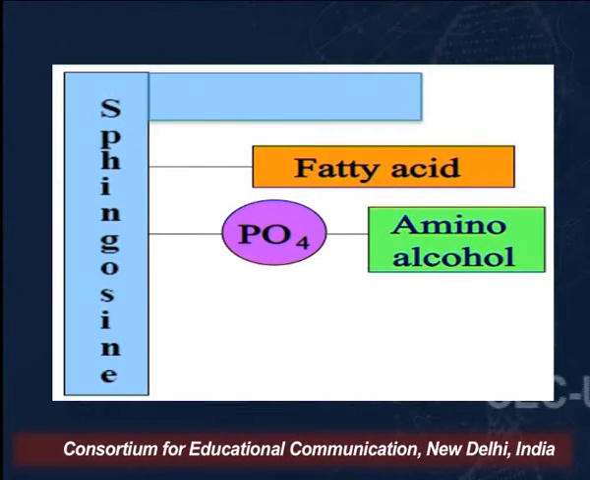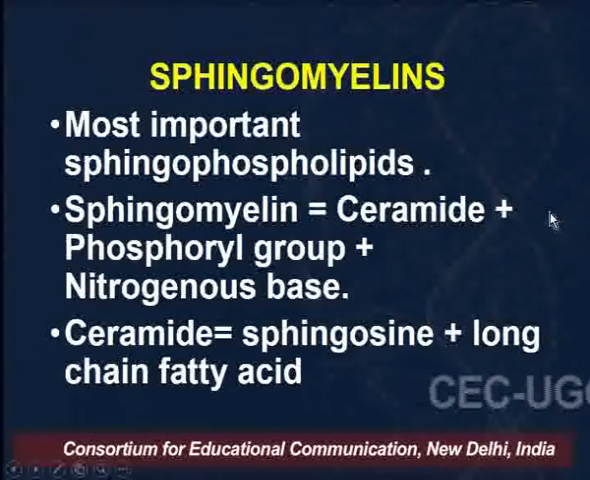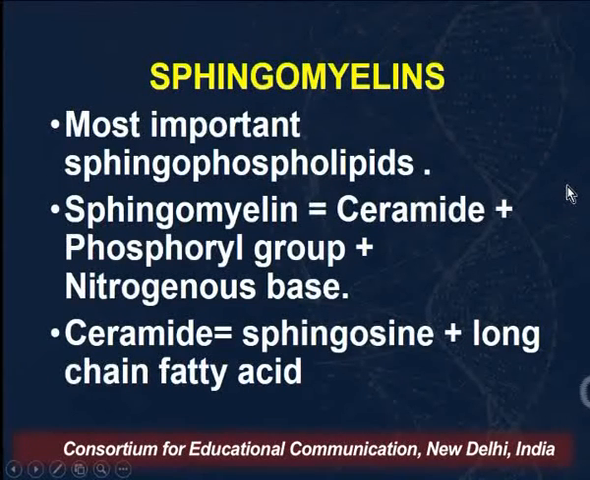So what you find here is the basic structure of a ceramide. That is, we have an OH group at this position, then we have an amide group here, and then this OH group is involved in a phosphate ester bond. That is, we get a phosphoester bond, and then this phosphate makes a bond with an amino alcohol when we are getting sphingomyelin. Now these sphingomyelins are the most important sphingophospholipids.